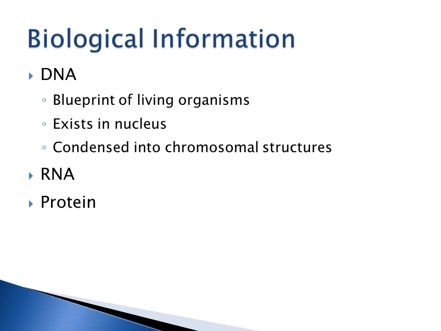So remember, we have our biological information, which includes DNA, RNA, and protein. DNA is a blueprint of all living organisms, and in the eukaryotic cell, it exists in the nucleus, and it's condensed into chromosomal structures. For our RNA, we have various types of RNA: transfer RNA, ribosomal RNA, and messenger RNA. And messenger RNA is the material that is translated into protein. Proteins are the workhorse of the cell. They're what does all of the various functions that are essential to keep that cell alive.